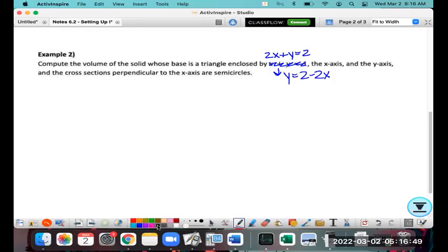Let's go ahead and graph. So it'll start at a y-intercept 2, down 2, over 1. And I'm just going to elongate that x-axis a little bit. So I'll put a 1 over here and a 2 up here.